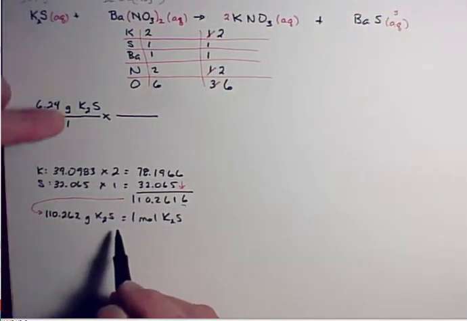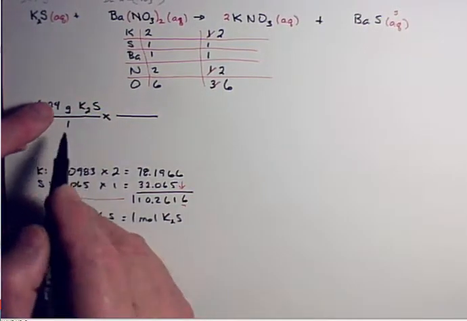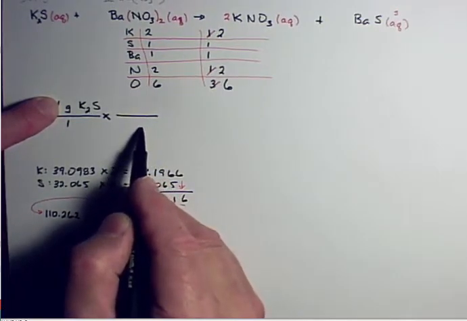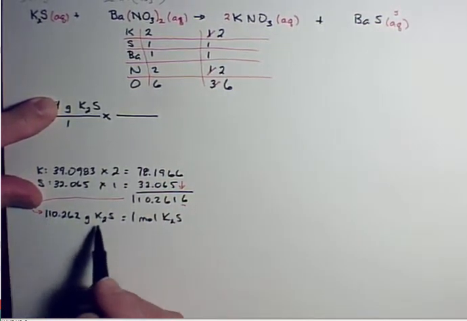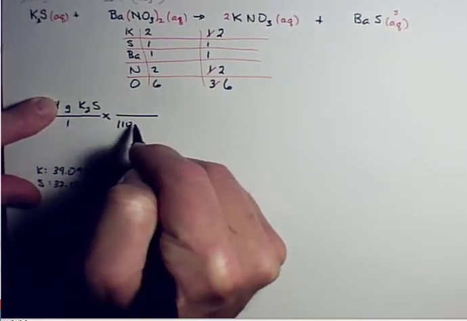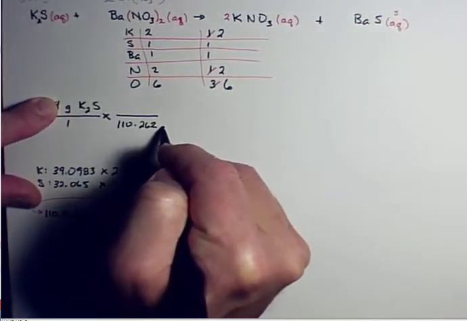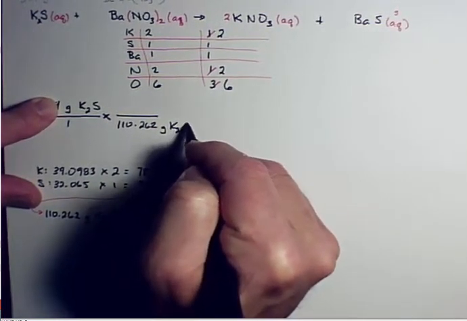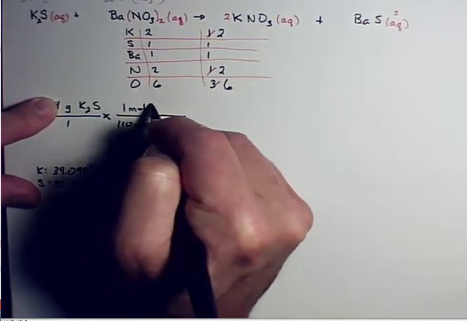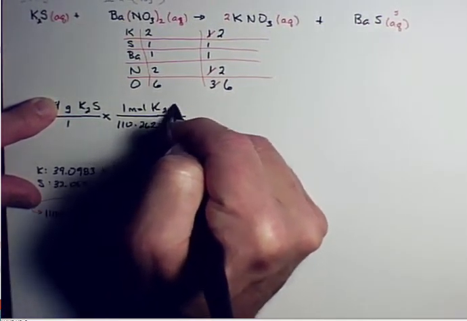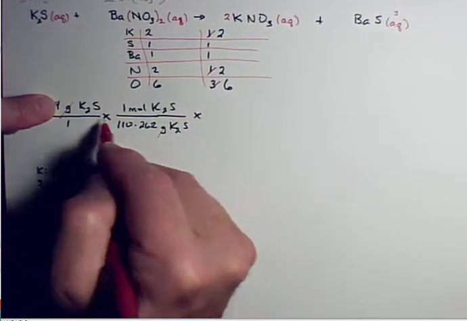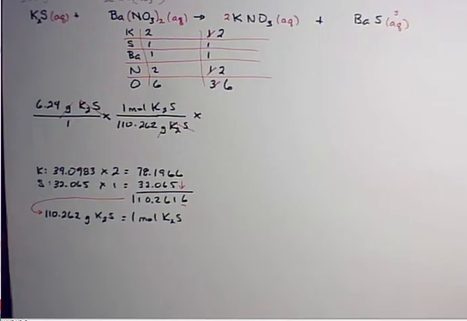Now, with this equality statement, we can build a conversion unit. I want to match the units and species I have on the top of this fraction with the units and species I put on the bottom. This side of the equality statement has the same units and species, so we'll put 110.262 grams of potassium sulfide on the bottom, and 1 mole of potassium sulfide goes in the top. We can cancel out and simplify. The grams cancel, potassium sulfide cancels.